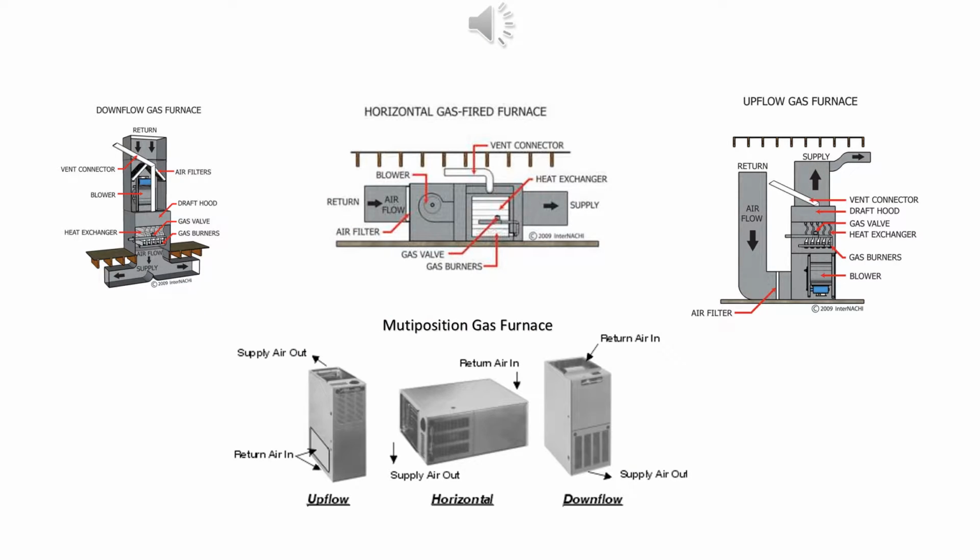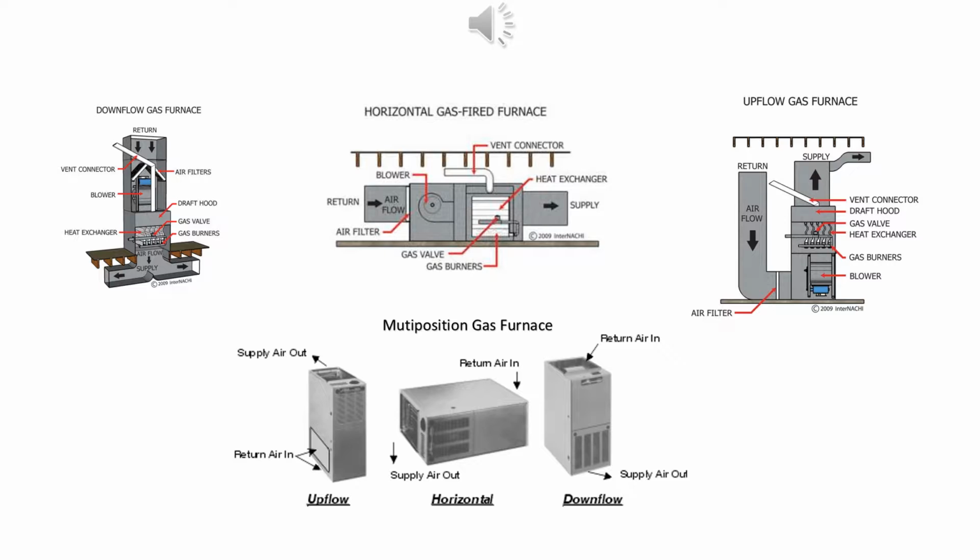Furnaces come in four configurations. You have downflow, also called a counterflow, horizontal, upflow, and multi-position furnaces. When choosing which furnace to use, the position of the ductwork is one of the main determining factors. A downflow furnace has a supply ductwork at the bottom and the return air at the top.